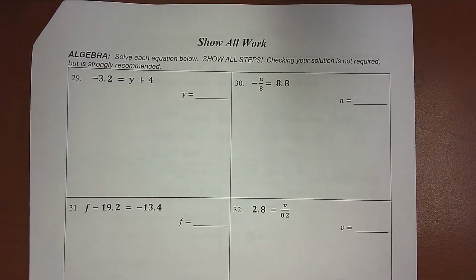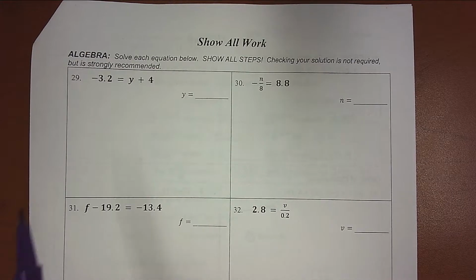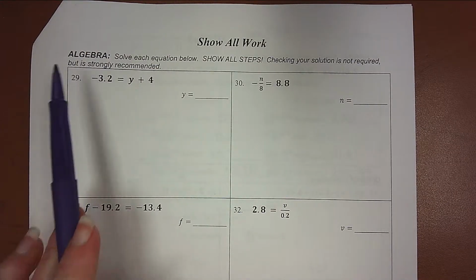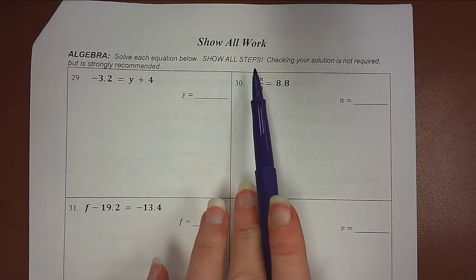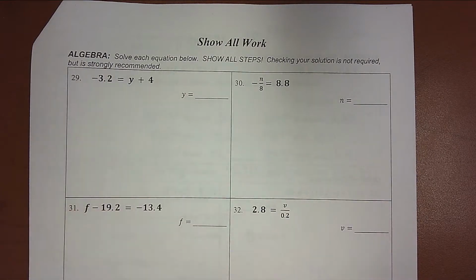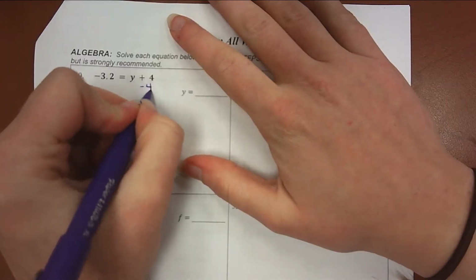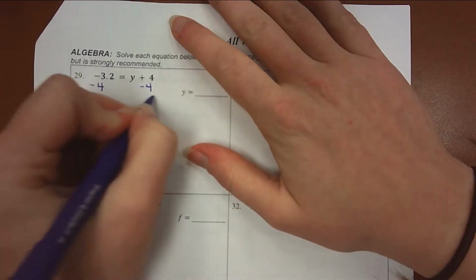Now I'm looking at numbers 29, 30 on your Unit 4 study guide. It says algebra, solve each equation below, show all steps. Checking your solution is not required but strongly recommended. So when I see addition, I know that I need to subtract. And if I do it to one side with the equal sign, then I must do it to the other.